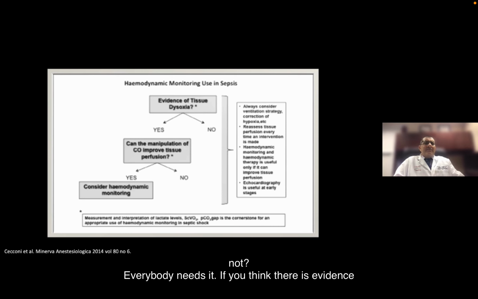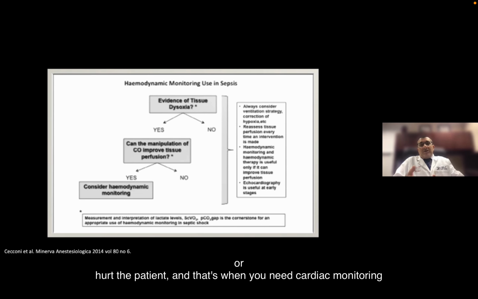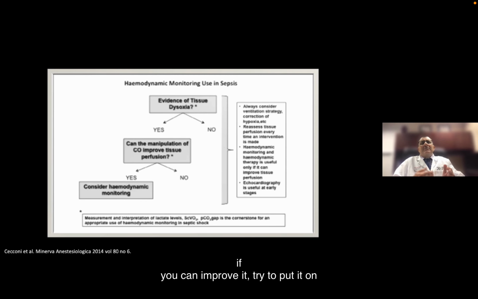Not everybody needs it. If you think there's evidence of inadequate delivery of oxygenation and that you might be able to do something about it, and you might be able to manipulate the cardiac output, it's really important to consider learning how your interventions help or hurt the patient, and that's when you need cardiac monitoring. Basically, if you can improve it, try to put it on and give your therapies an indication of positive or negative.